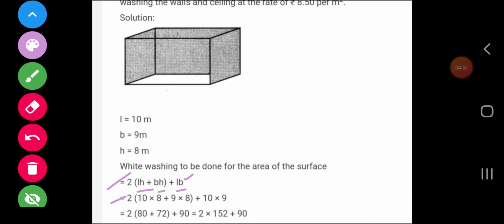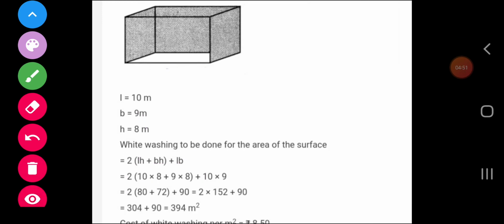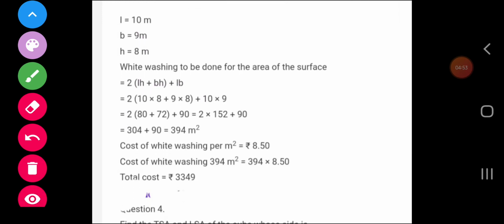2 into, here given L value 10 meter, B 9, H 8. We substitute the values: 10 into 8, 9 into 8, plus 10 into 9. Here we add these values and multiply with 2, and afterwards we add 10 into 9, 90. So now we get 2 into (80 plus 72) plus 90. Now 80 plus 72 will be 152. Now 2 into 152 will be 304, plus 90 will be 394 meters square.